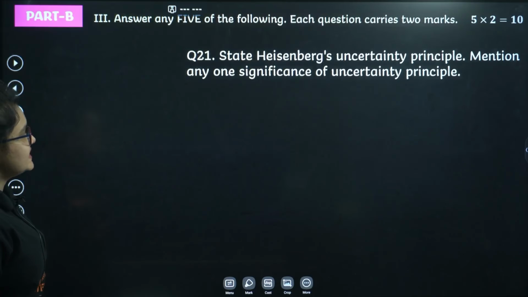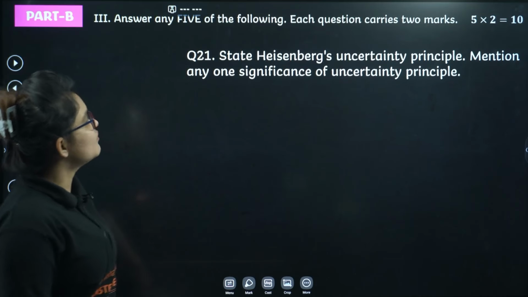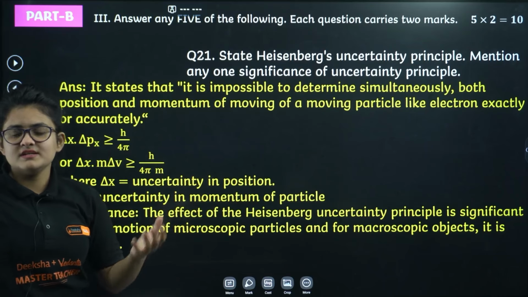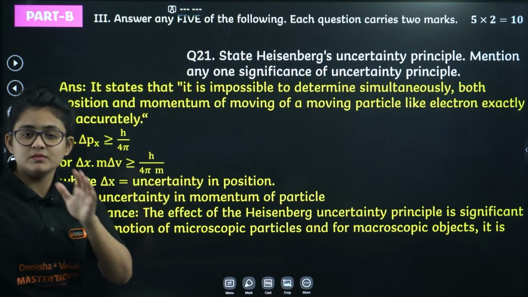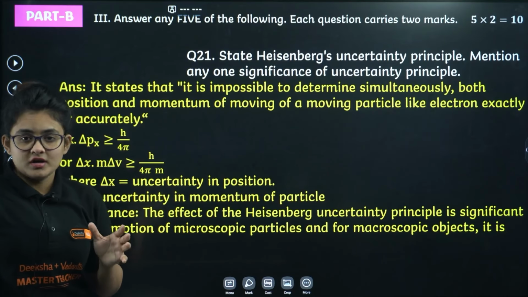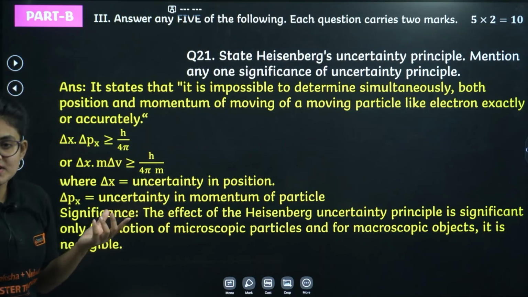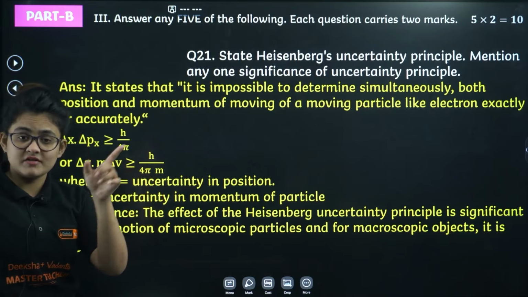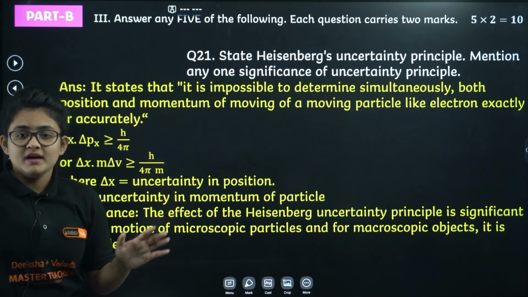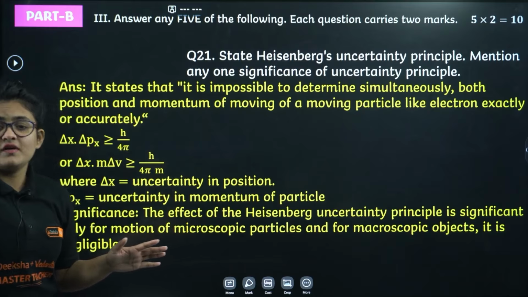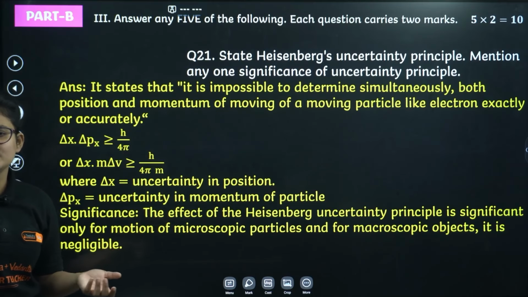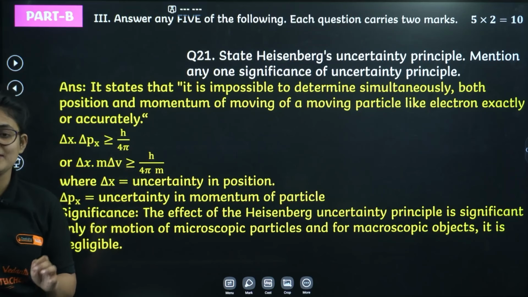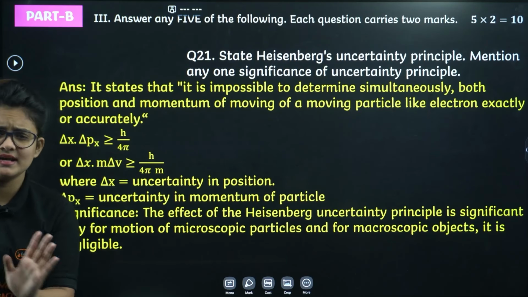Okay, first question, you can see: state Heisenberg's uncertainty principle, mention any one significance of it. So here you can see, as you know, it's impossible to determine simultaneously both the position and momentum of a moving particle like an electron with accuracy. That is Heisenberg's principle, and its mathematical form is delta x into delta px greater than or equal to h by 4 pi. If you find out the significance, this is significant only for the motion of microscopic particles. For macroscopic bodies, it is not applicable, or you can say it's negligible.